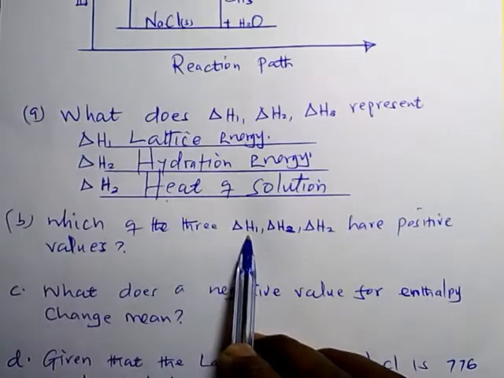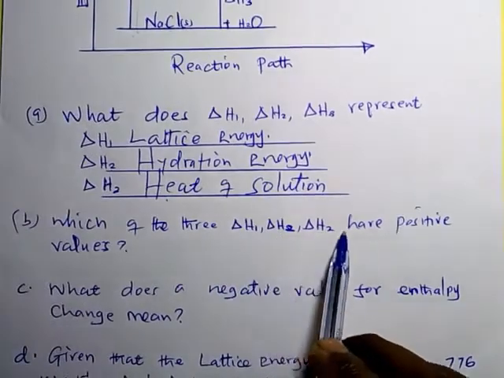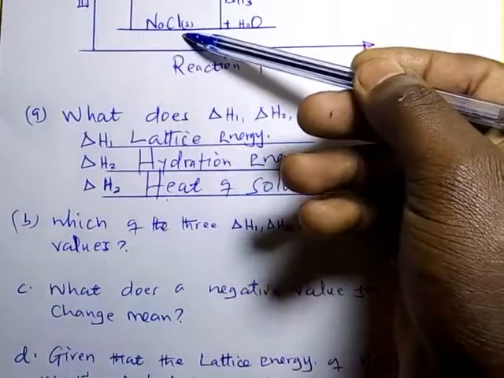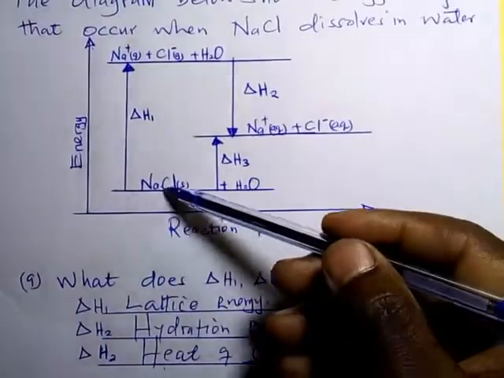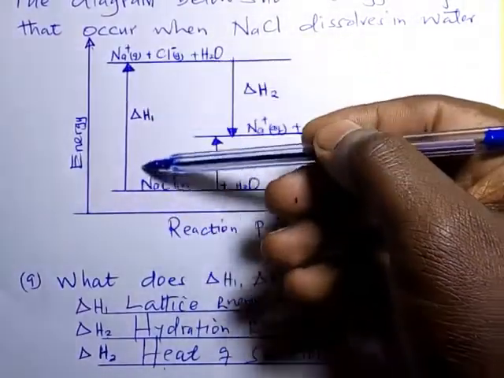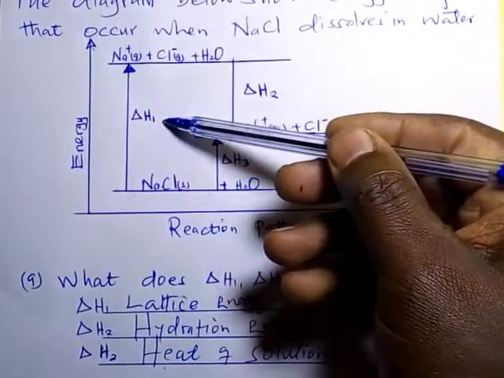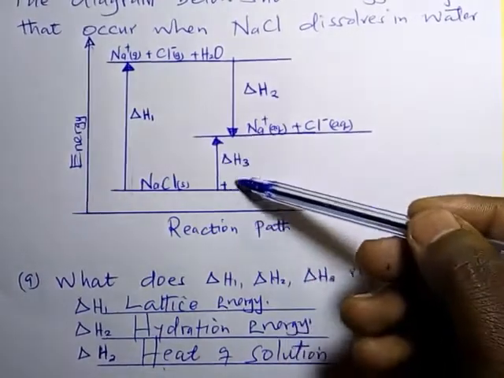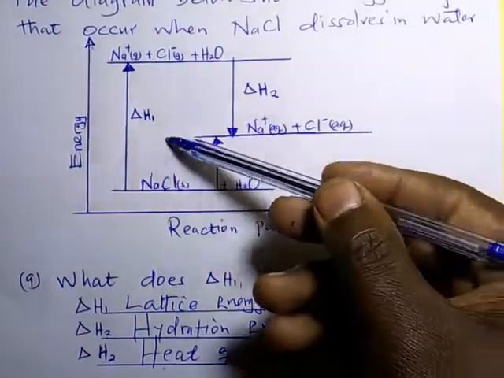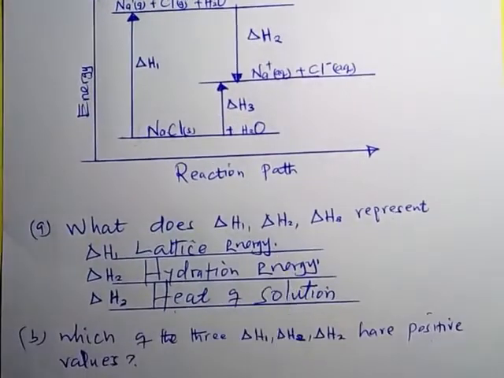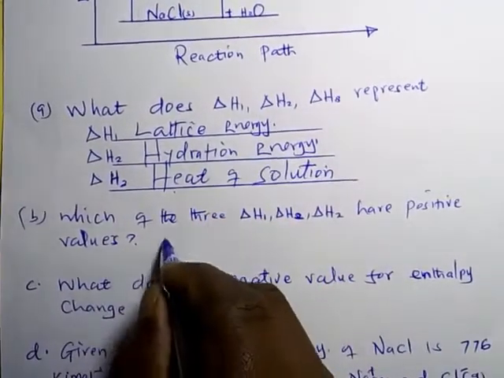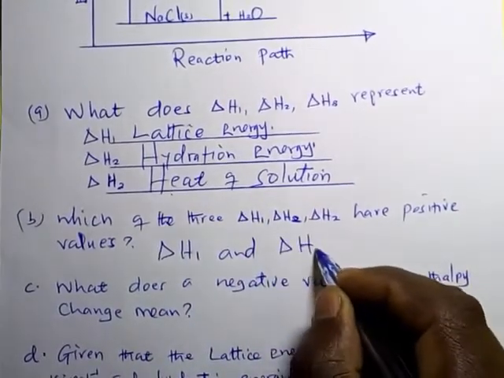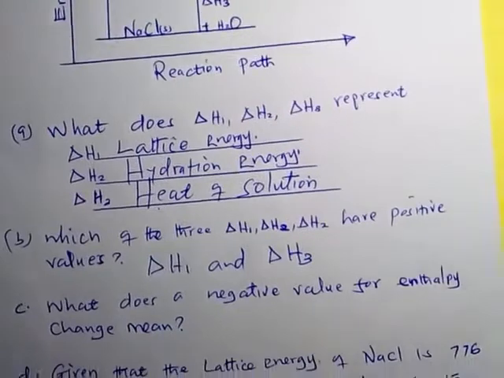Which of the three, delta H1, delta H2, delta H3, have positive values? We know sodium chloride bond breaking is lattice energy, which is positive. So H1 is positive. Hydration is negative, and this one is going up, so it is positive. So delta H1 and delta H3 are both positive.